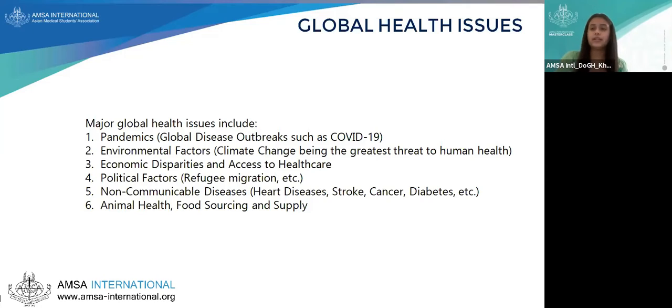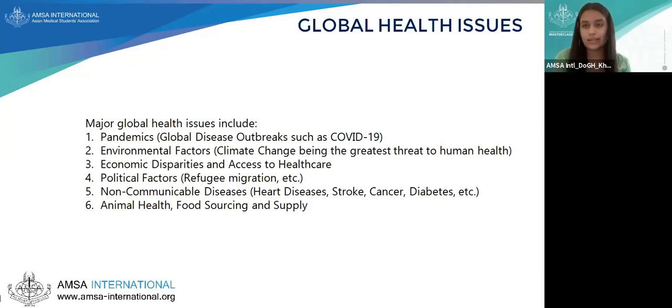Fourth is the political factors. For instance, the internal political issues and factors prevalent within a country might lead to unrest and make the population vulnerable to certain global health diseases, depending on the policies of the government. Situations such as refugee migration from different countries, where the refugees might not even have access to healthcare, might be another major global health issue, which has been affecting the different countries globally for many years. Fifth is the non-communicable diseases. As we're already aware, the NCD burden has been rising since urbanization and the period of globalization.